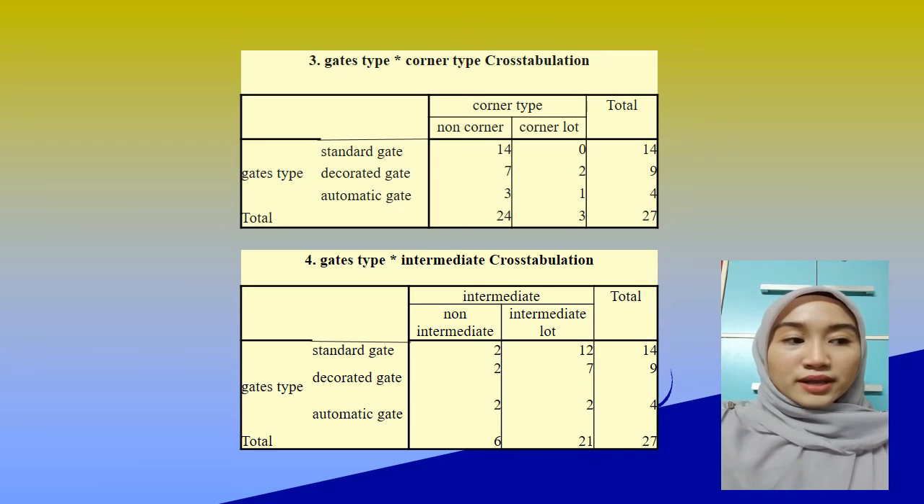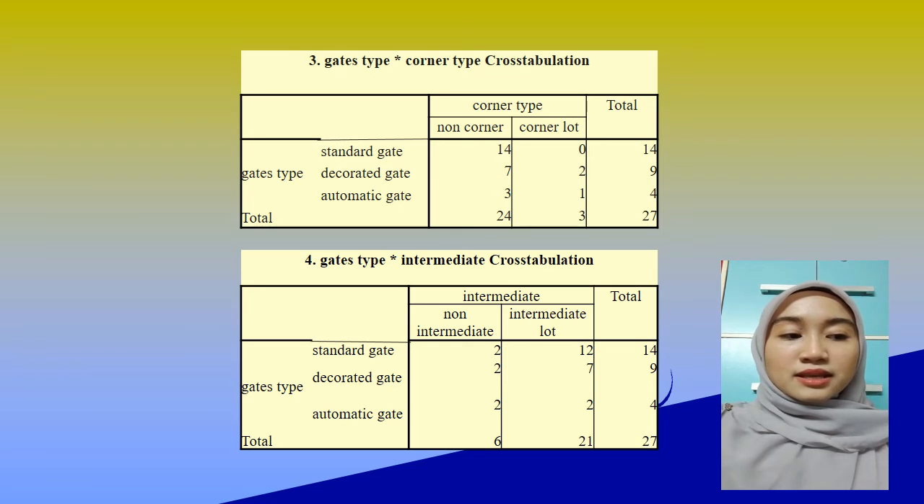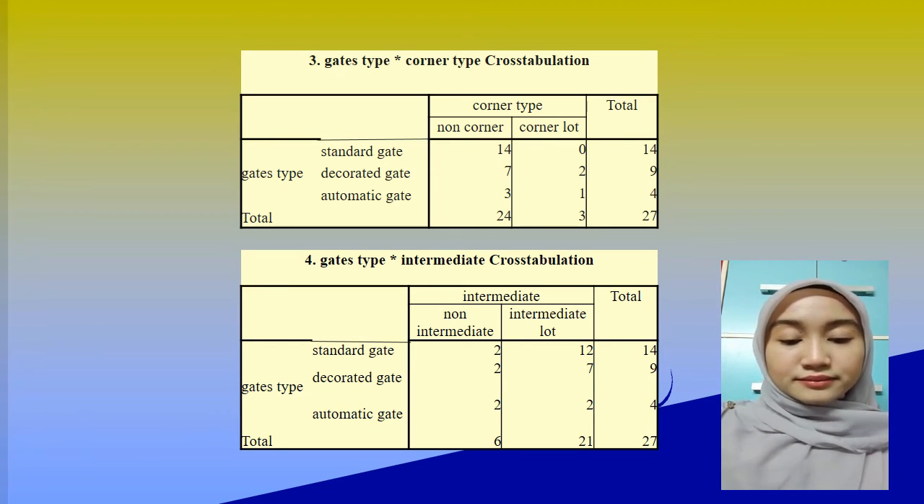Indeed, the decorate gate states 2 for non-intermediate, while for the intermediate lot it is 7, and the overall total is 9. Also, for the automatic gate, non-intermediate is 2 and intermediate is 2, so the overall automatic gate for non-intermediate and intermediate lot is 4. And last but not least, the total for non-intermediate is 6, while for intermediate lot is 21, and the total for all types of gate for intermediate is 27.